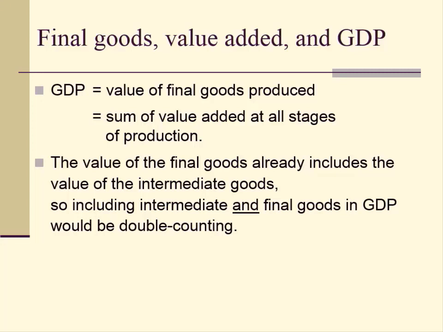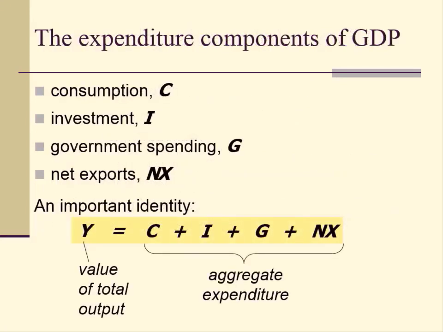And note that the value of the final goods already includes the value of the intermediate goods. So including intermediate and final goods in the GDP together would be double counting. So you have to be careful when you measure a GDP for an economy. Next, with these notes, now let's look at the expenditure components of GDP.